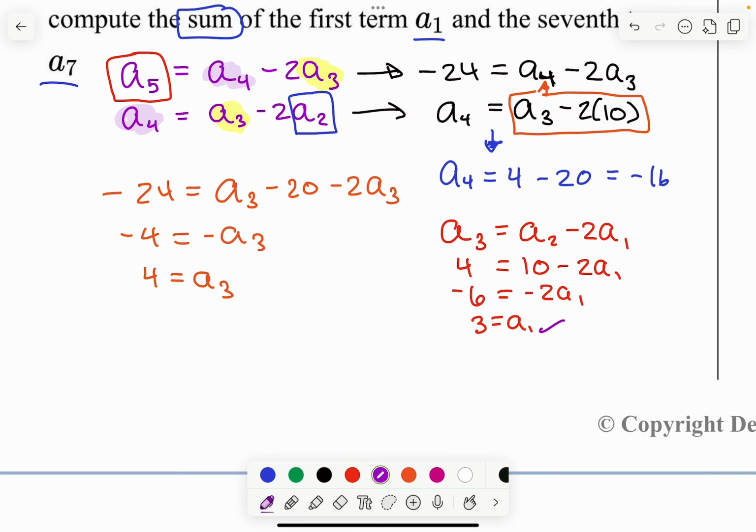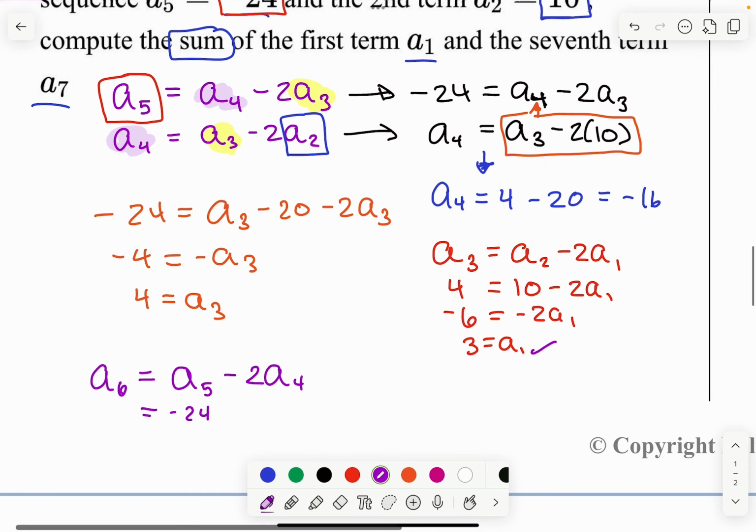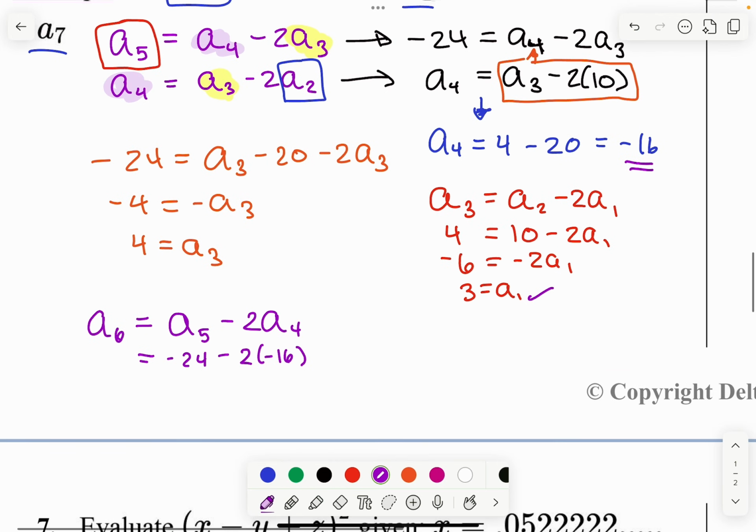All right, so now I got A1, let's get A7. I think first I gotta find A6. A6 is A5 minus 2A4, but I know that A5 was negative 24 from above. And I learned A4 is negative 16. Okay, so now this is equal to negative 24 plus 32, and that's equal to 8.